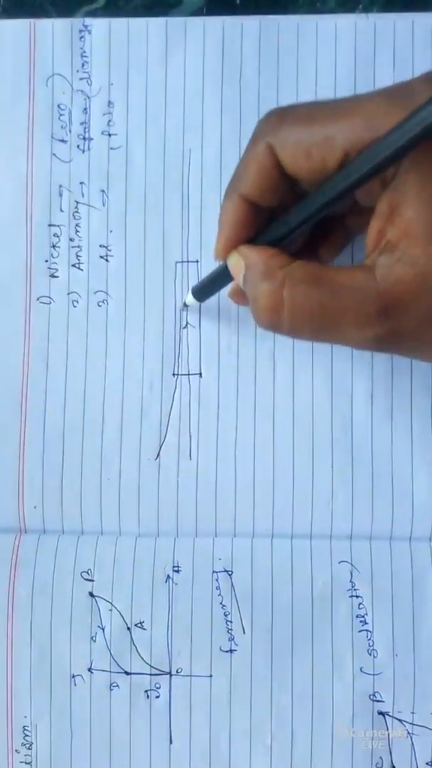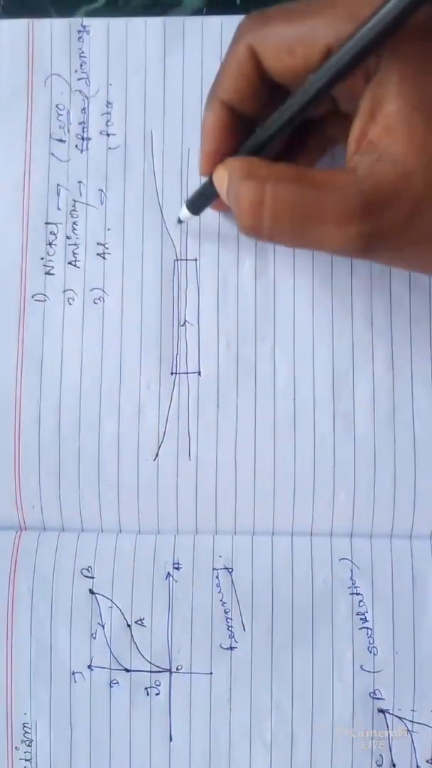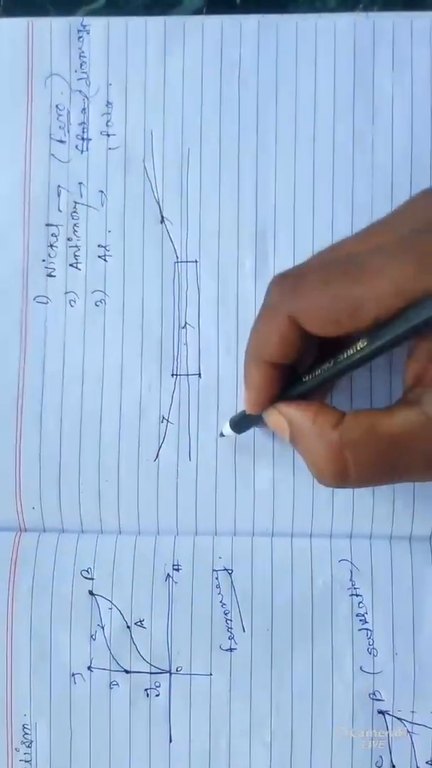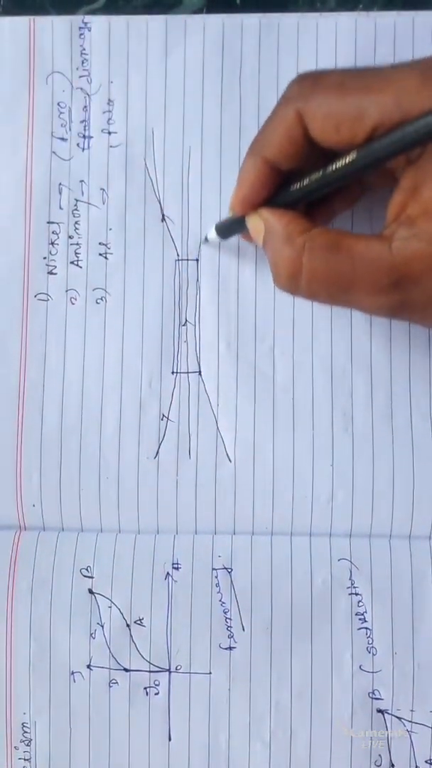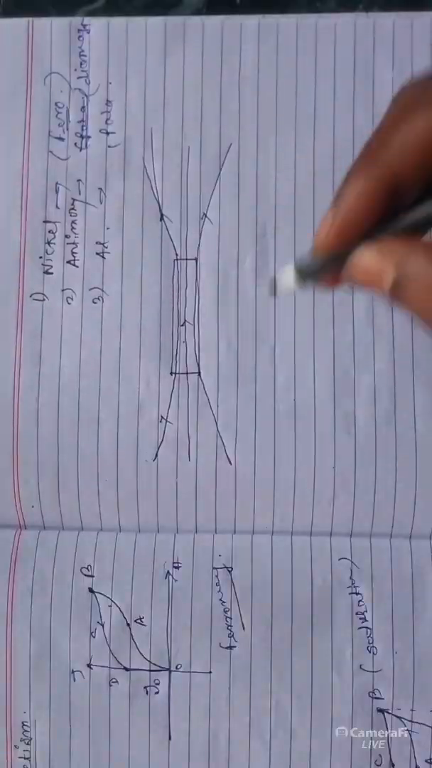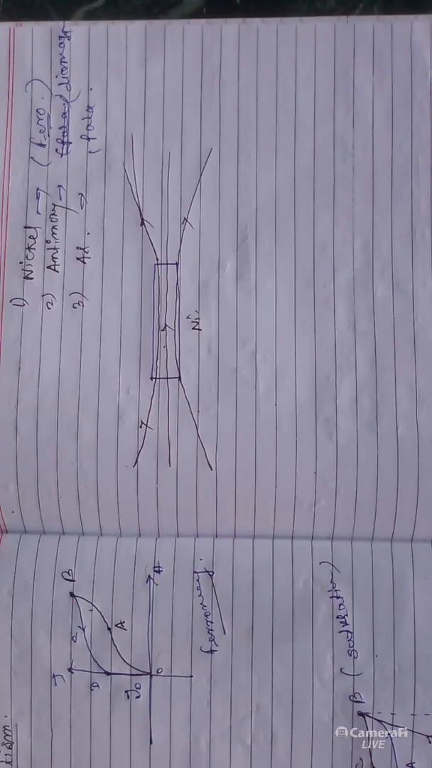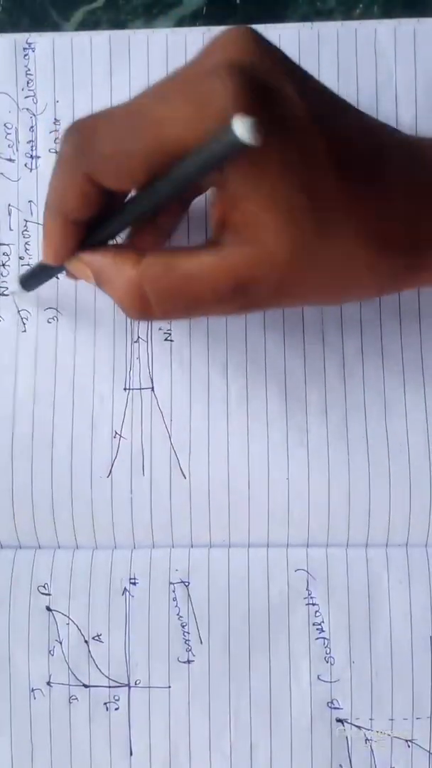Suppose it is coming like this. So this is the modified field. This one. The second one is this. These are the modified fields. This is the nickel. Clear?